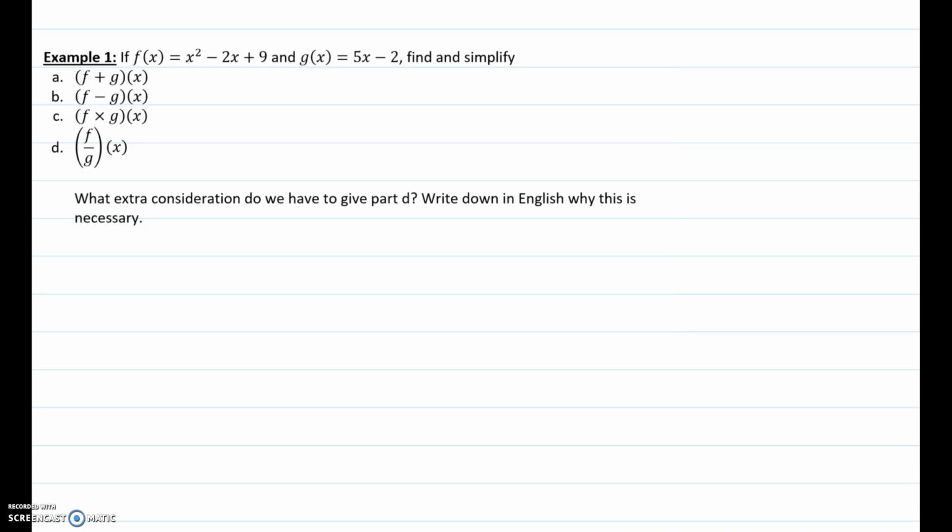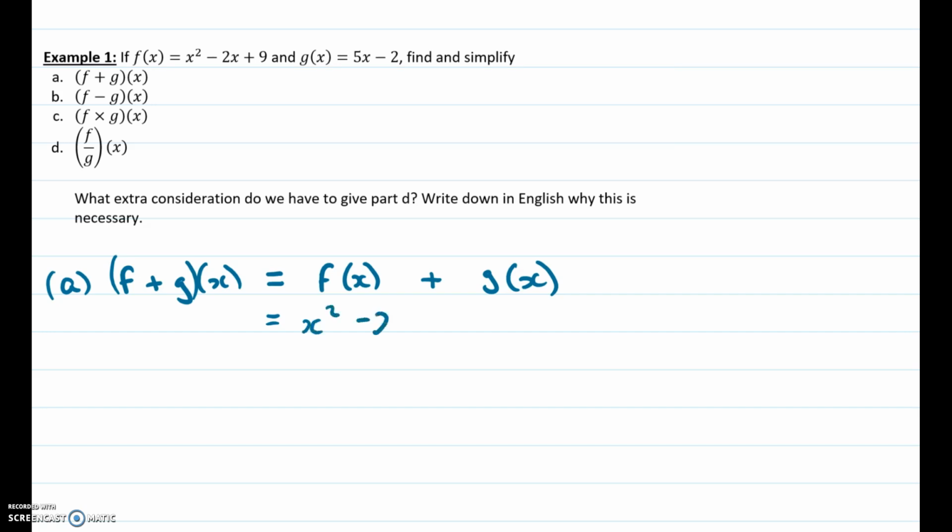So the first thing we're going to do with these is we're going to add them. So f plus g of x. Now this just says to add the two functions, which is as simple as what it sounds like. So if we want to be very pedantic, we can write it as f of x plus g of x. Okay, so f of x is x squared minus 2x plus 9. That's the first one. And the second one is 5x minus 2. Okay, so there's nothing in front of this parenthesis, so they just come off.